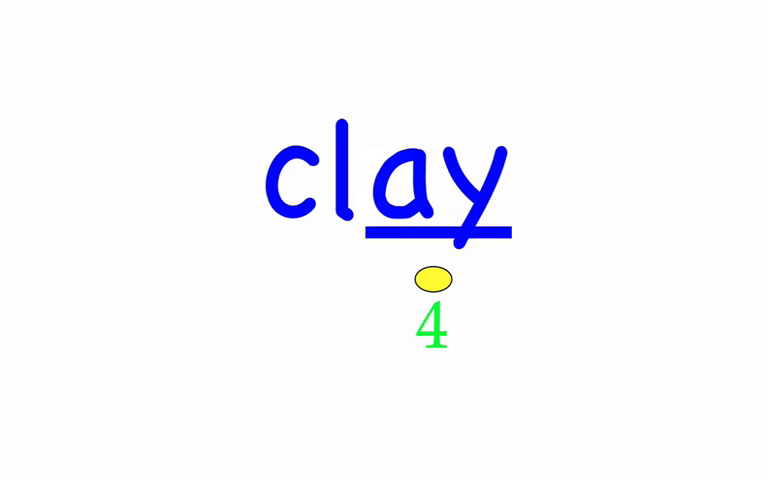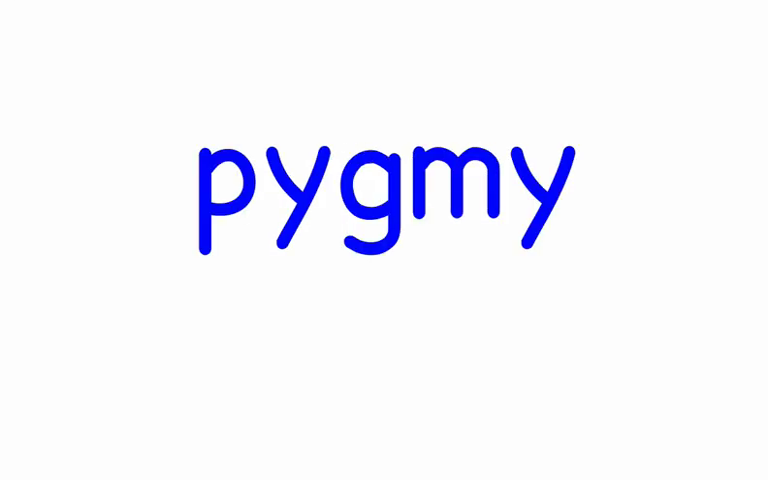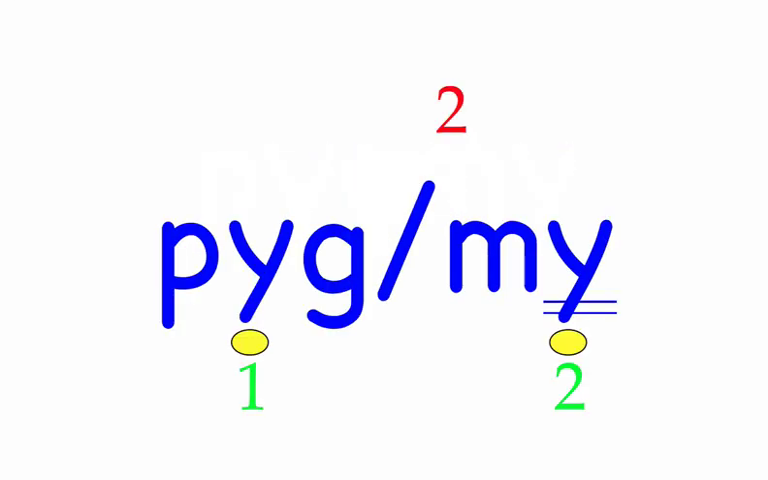Pygmy. Pygmy refers to the size of a person being small. Pygmy. Two syllables. First syllable pig. Three sounds. P, I, G. Me. Two sounds. M, E. Pygmy. Mark the word.